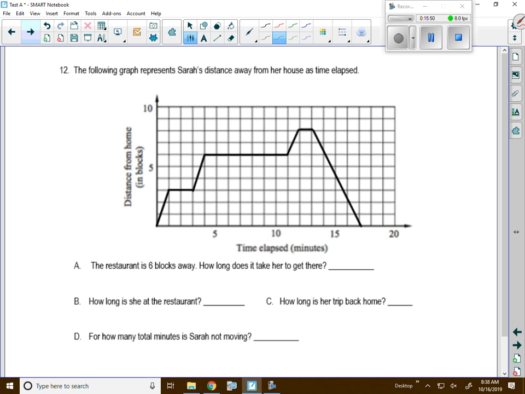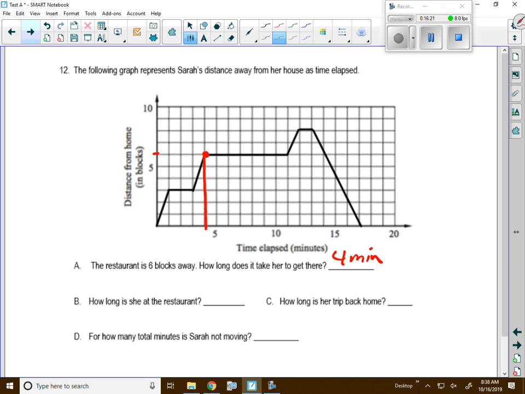Okay, word problems. The best thing you can do here is maybe take a highlighter or whatever you need to do and kind of realize what you're looking for. So part A says the restaurant is 6 blocks away. How long does it take her to get there? So what it's asking is how long does it take her to get to 6 blocks? So if you look right here, 6 blocks is right here, so it took her 4 minutes. Make sure you're putting labels on those answers.